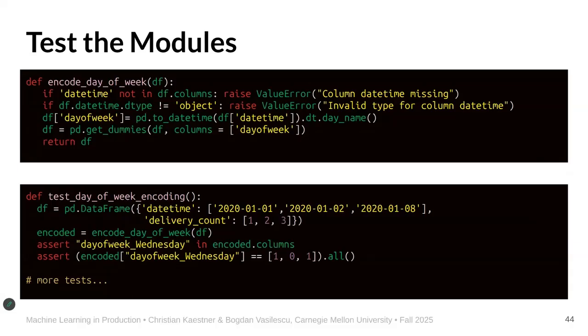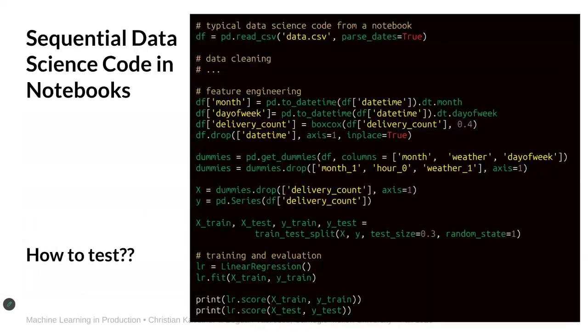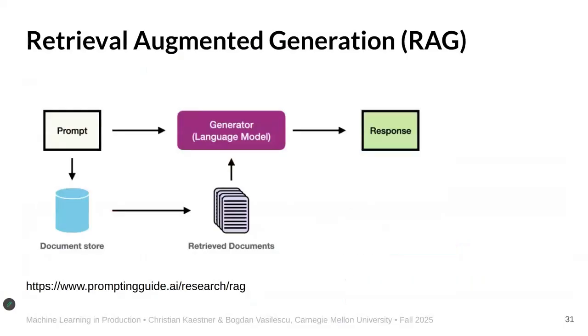So for the first milestone in the team project, go ahead, use a notebook. For the second one, we expect you to convert this into scripts that you can actually test. So not just test the models, but test the system.